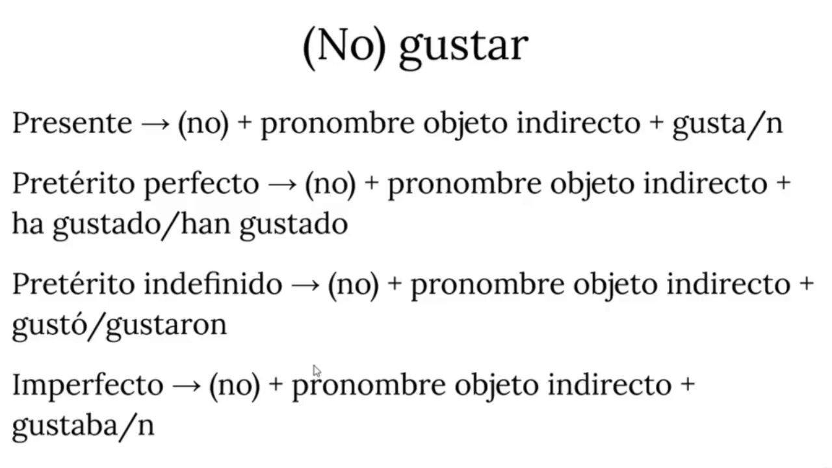Pretérito perfecto. Again, no plus the pronoun plus ha gustado if the subject is singular, han gustado if the subject is plural, okay? No me ha gustado este libro. I did not like this book. I disliked this book. No me han gustado estos libros. I disliked these books. No nos han gustado estos libros. We disliked these books. And so on.